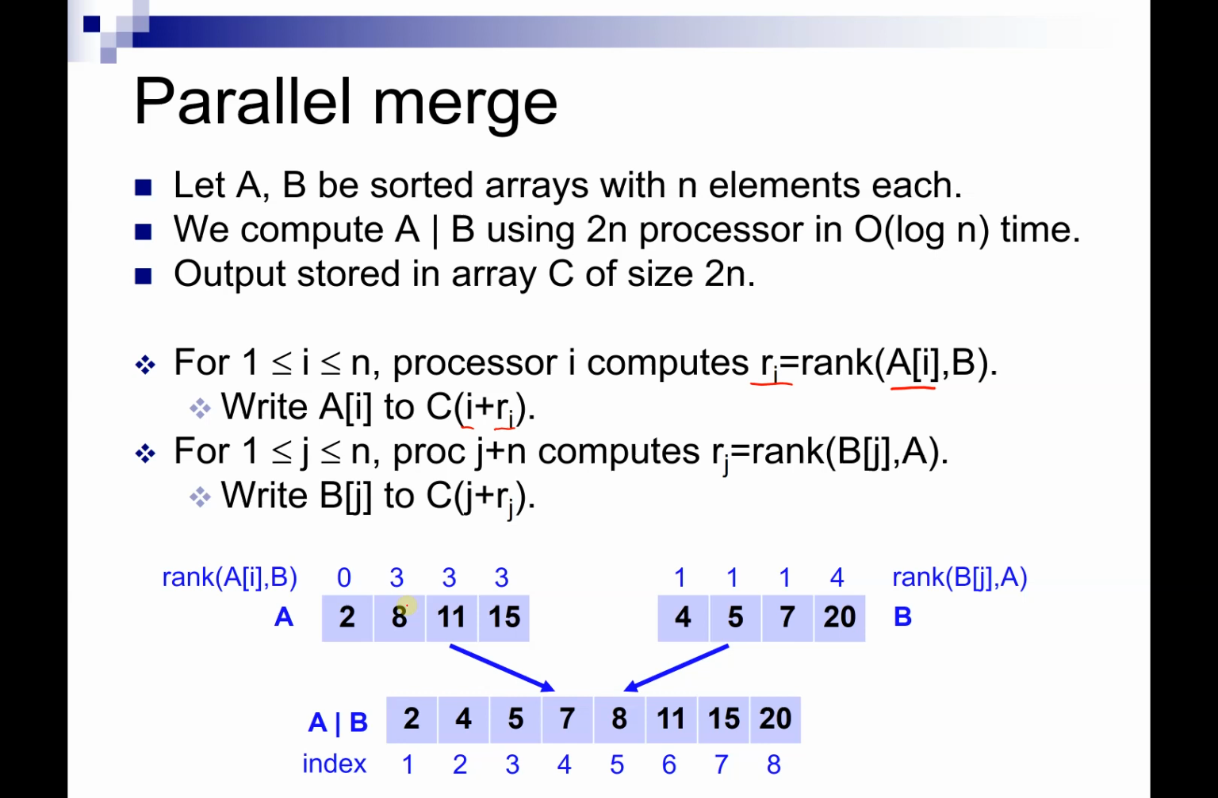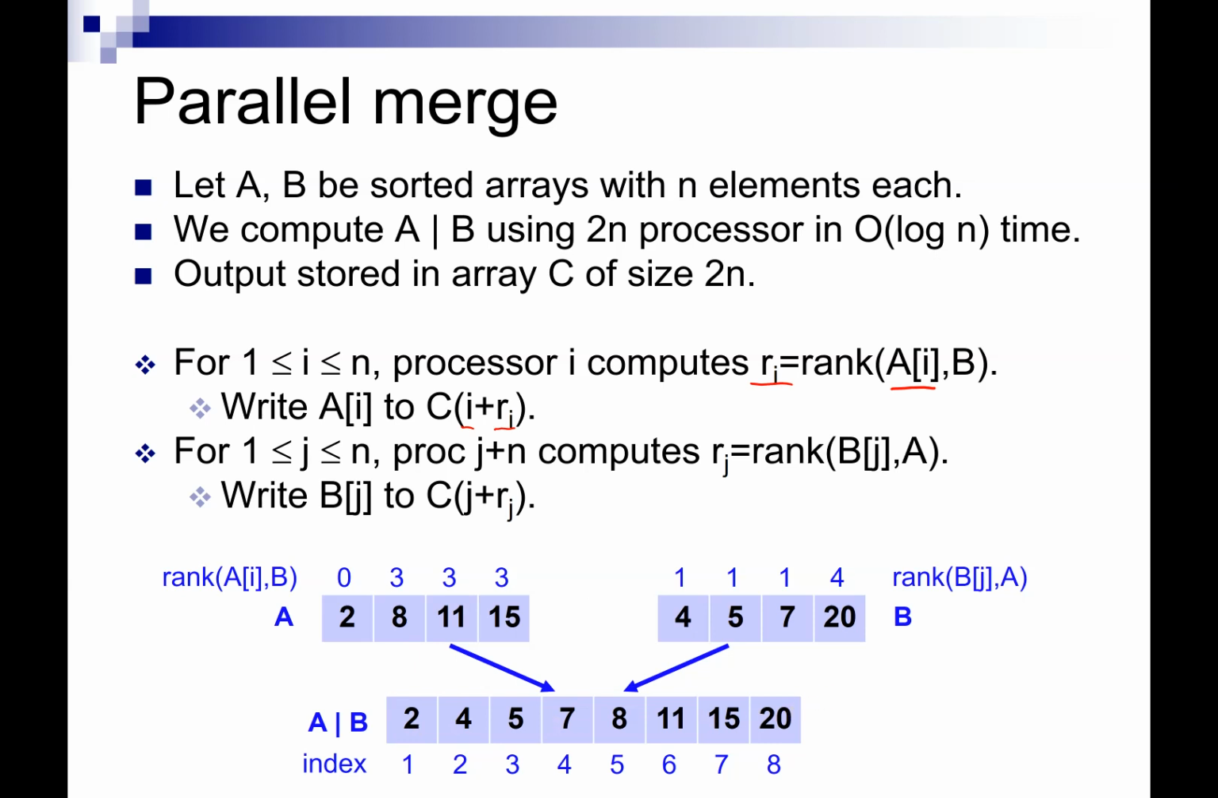This one has a rank of 1 in A, and then it has a rank of 3 in B. So it goes into position 1 plus 3, which is 4. So you take these formulas and apply them to all of these values, and that tells you the final position of all these values in the merged list.